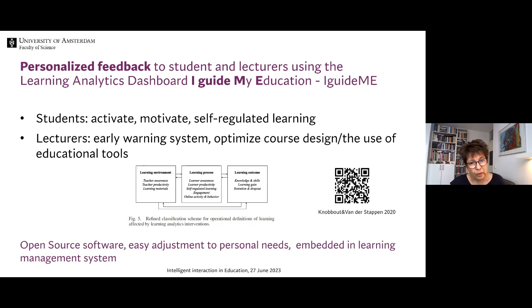IguideME is open source software. It can be adjusted to the personal needs of students and of the teacher. And what is very important, at least for us, is that it is integrated in a learning management system, in our case, Canvas. But in the case of Groningen University, it will be Brightspace. I think HBA is also using Brightspace, right?